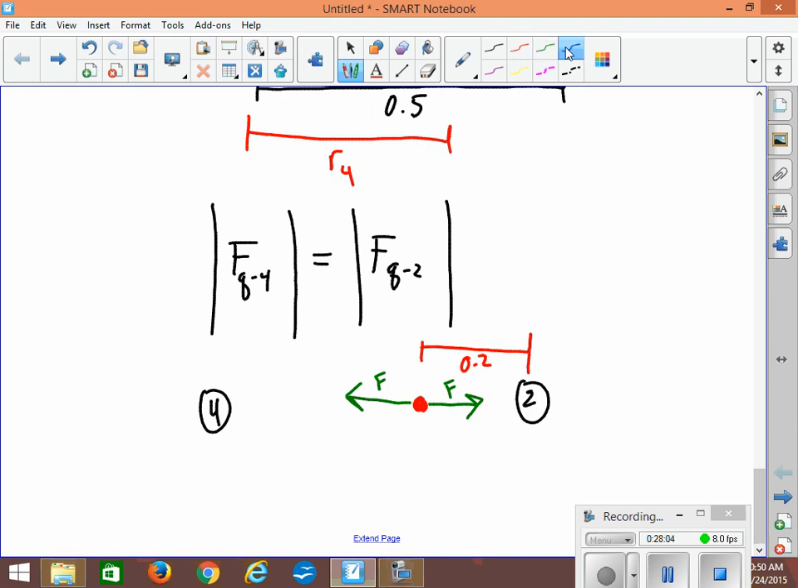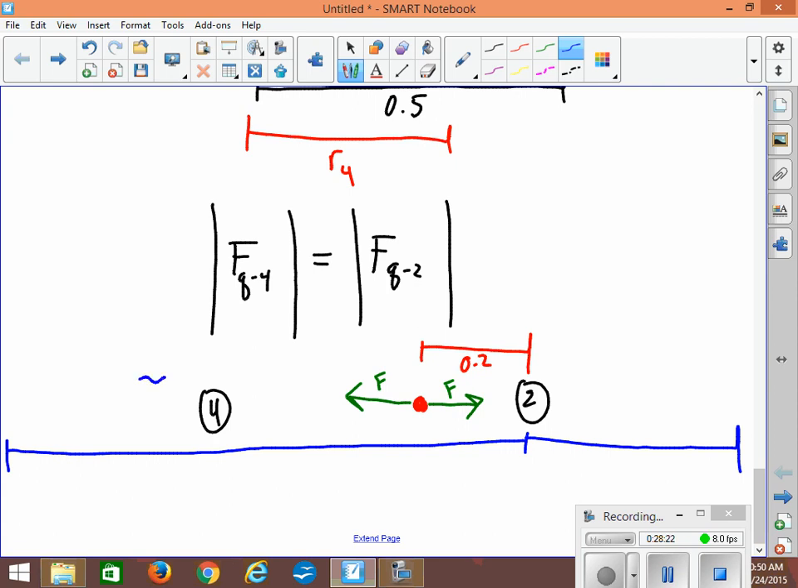So let's think about that. 1.2 meters could be sort of way over here, or way over here. I can't draw it to scale because I'm off the screen. What would that mean? Well, way over here couldn't work at all, because as you move over this way, you're always closer to the big 4 microcoulomb charge. So the force of the 4 microcoulomb charge will always be stronger than the 2 microcoulomb charge anywhere on this side, right? Because you're closer to it.